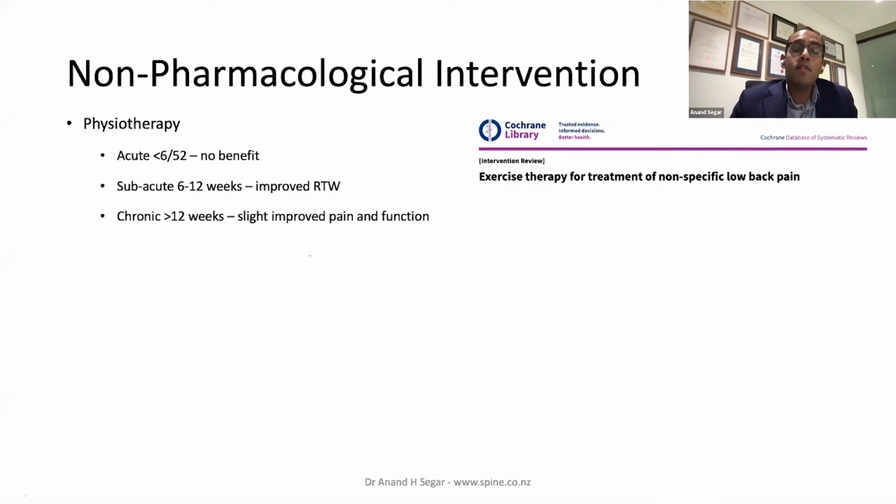So we look at the evidence for non-pharmacological intervention. Physiotherapy, this is from a Cochrane review. These next 4 points are all from Cochrane reviews. There was no benefit for acute use, less than 6 weeks. So that really just goes to the fact that it's all about education and managing patients' beliefs and their symptoms through the acute course. For subacute, exercise therapy improved return to work, and in chronic back pain, greater than 12 weeks, it was only a slight improvement in pain and function.